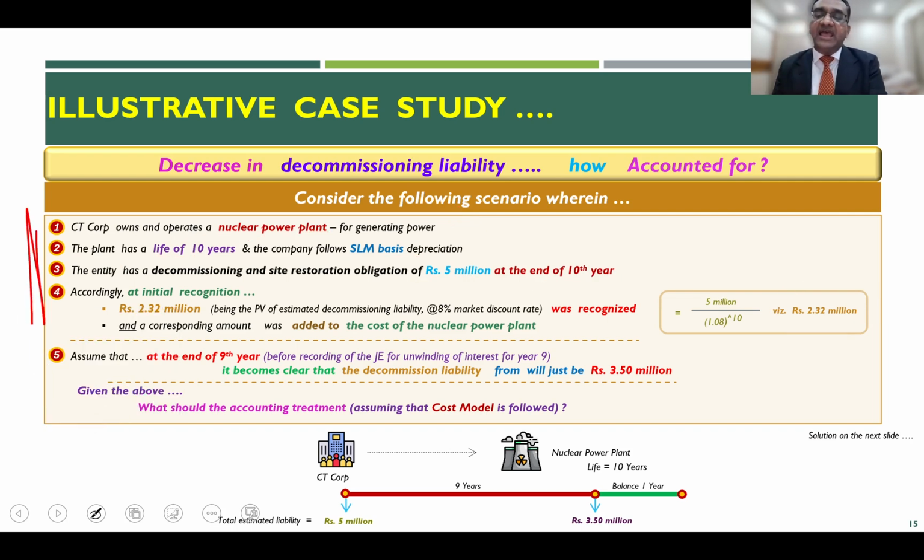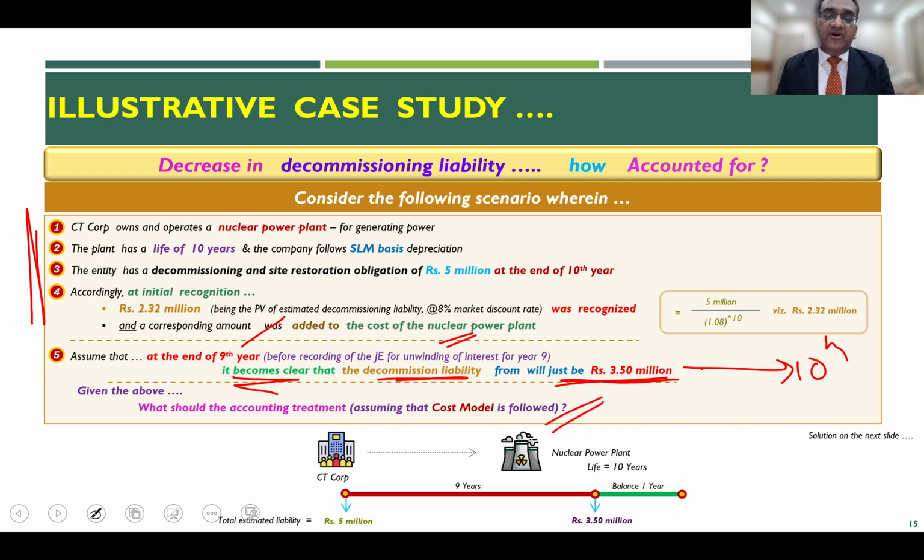Point number 5 says, at the end of the 9th year, not the 4th year as in the previous case study, assume that at the end of the 9th year, before you recorded the unwinding of the interest entry for the 9th year, it becomes clear to the entity that the decommissioning liability will only be 3.5 million at the end of the 10th year. The entity is still following the cost model. How would you do the accounting?